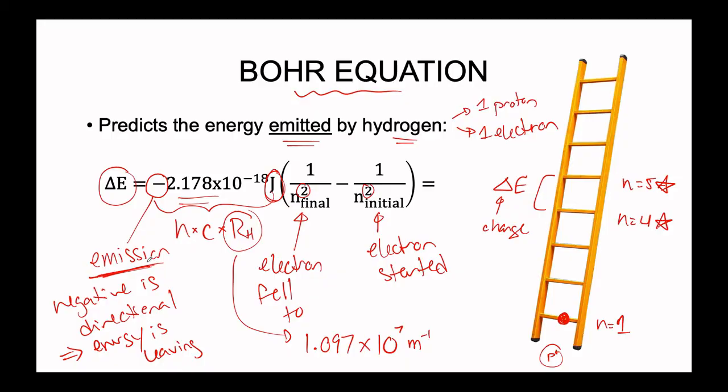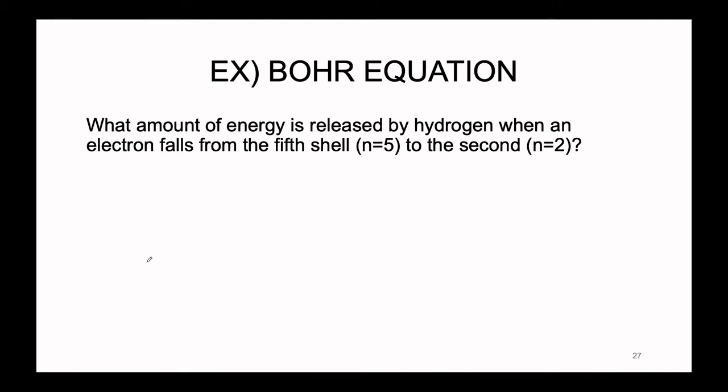A lot of complicated explanation, but the easiest way to see this equation in action is just to do. So we are going to use Bohr's equation to calculate the amount of energy that is released by hydrogen. Again, his equation was specifically optimized for hydrogen.